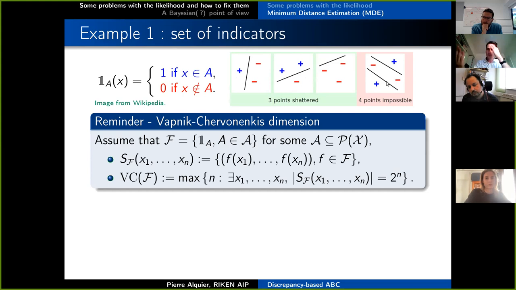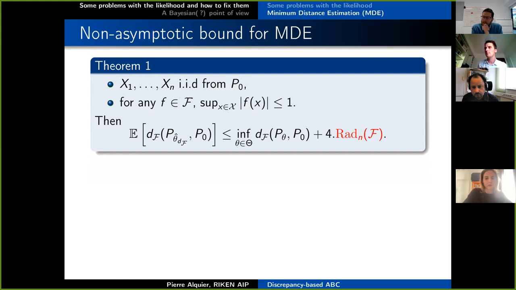So what is called the Vapnik-Chervonenkis dimension of the family of sets A is the size of the smallest set of points that you cannot shatter in any way you want. And it appears, surprisingly enough, that it provides an exact measure of whether your Rademacher complexity will be finite, will converge to zero, and then whether you will have a consistent minimum distance estimator.